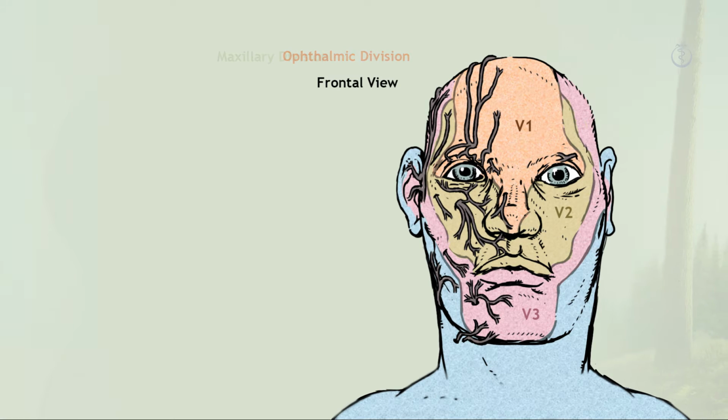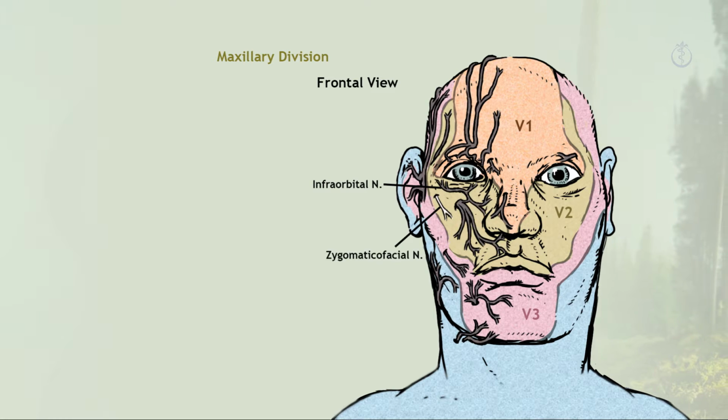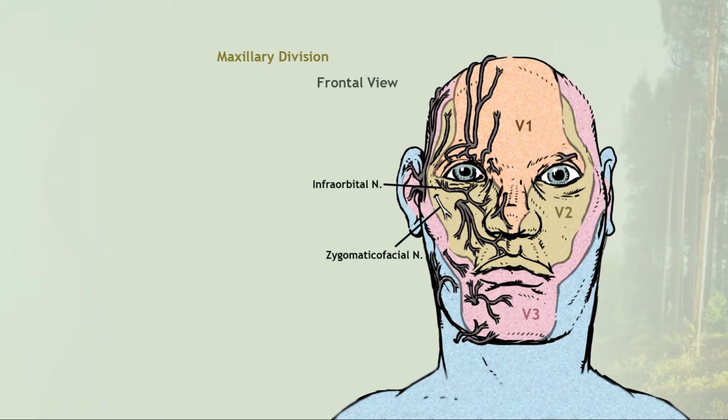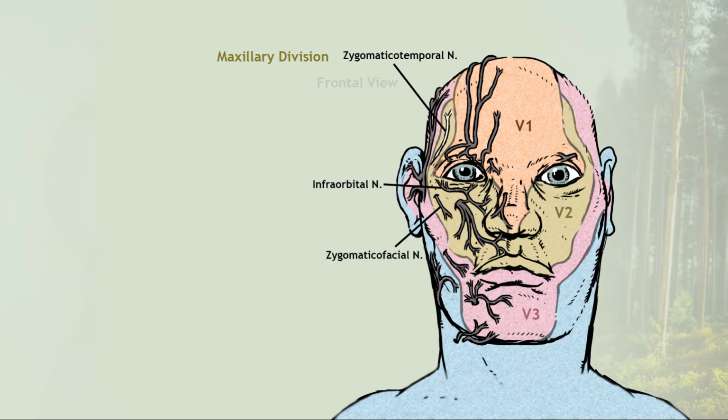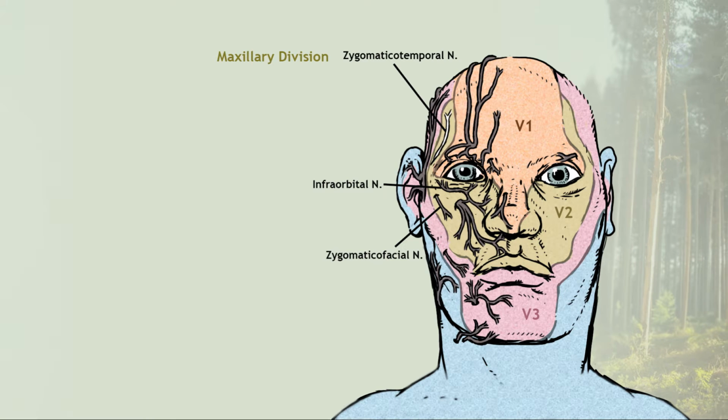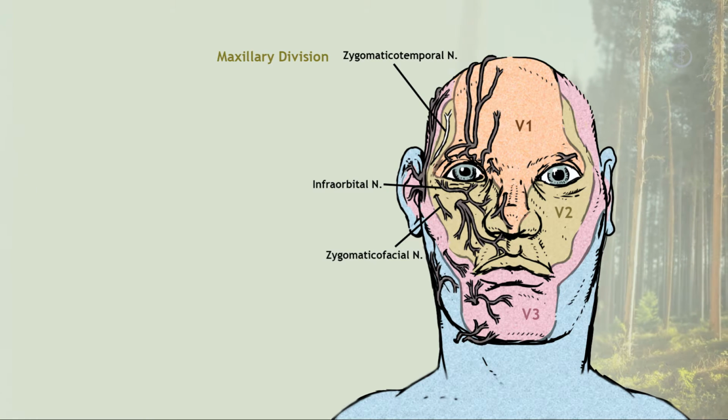We can recognize 3 branches derived from the maxillary division. The infraorbital nerve has a large distribution territory across the mid part of the face. More laterally, the zygomaticofacial nerve has a small area around the cheekbone region. And finally, the zygomaticotemporal nerve has again a relatively small territory across the upper part of the cheek and lapping up into the scalp.